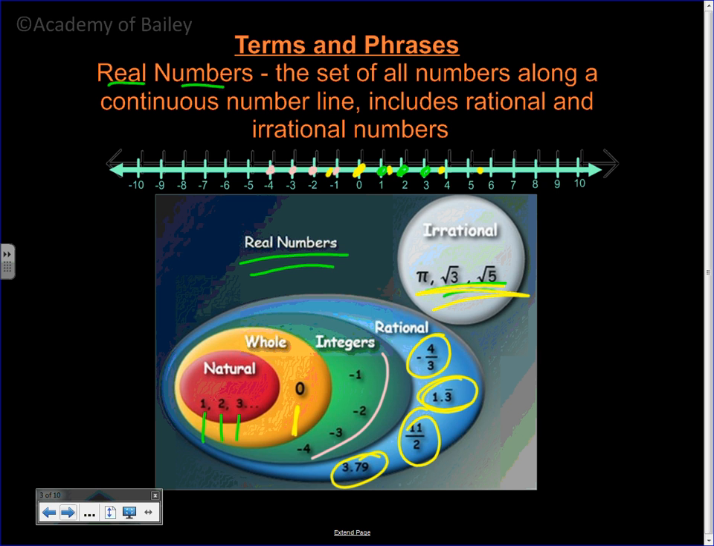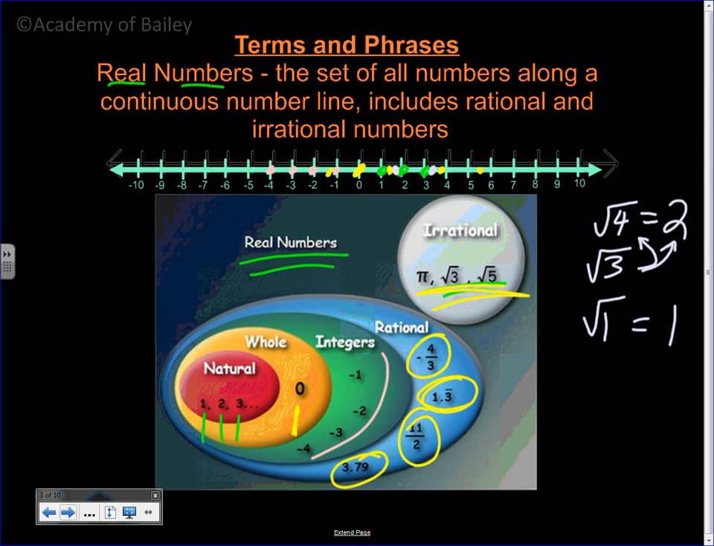Now, what about irrational numbers? Can we plot those on a number line? Pi is 3.14. How about right there? And the square root of 3, well, the square root of 3 falls between the square root of 4 and the square root of 1. The square root of 4 is 2. The square root of 1 is 1. And I know 3 is closer to 4, so that means it's closer to 2. So when I plot it here, I'm going to plot it somewhere closer to the 2.